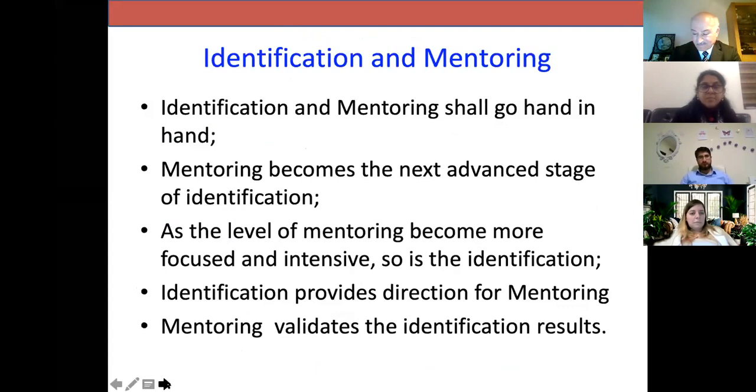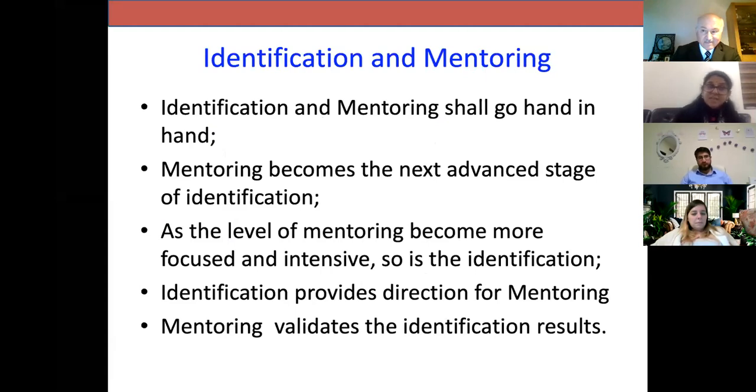So we worked on the idea that identification and mentoring shall go hand in hand. Mentoring becomes the next advanced stage of identification. As the level of mentoring becomes more and more focused and intensive, so does the identification. So we develop learning profiles when we are mentoring the child. So identification provides direction for mentoring, and mentoring validates the identification results.